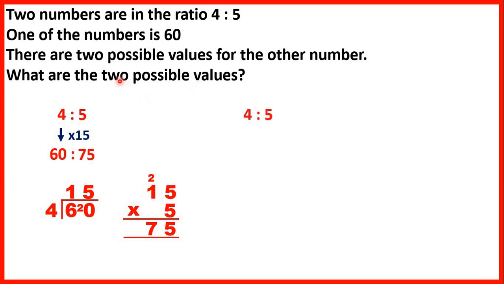But there are two possible values, because it's possible that this number on the right is 60. So then we can think 5 times what is 60? Well, 5 times 12 is 60, and if we multiply 4 by 12, we get 48. So the two possible values are 48 and 75.